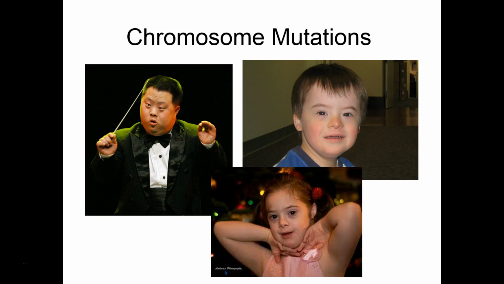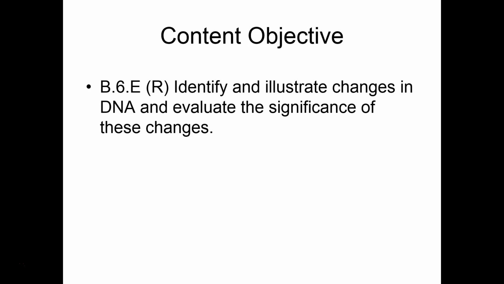Today we're going to talk about chromosomal mutations and how they occur. We will identify and illustrate changes in DNA and evaluate the significance of these changes. So what we're going to do is find changes, locate them, see what they look like in DNA, and then, through models at the end of class, we're going to illustrate those changes so that you know exactly what they look like.